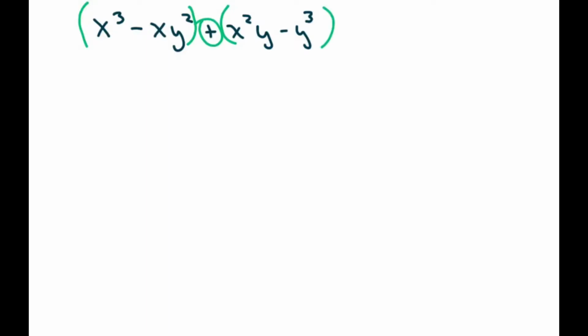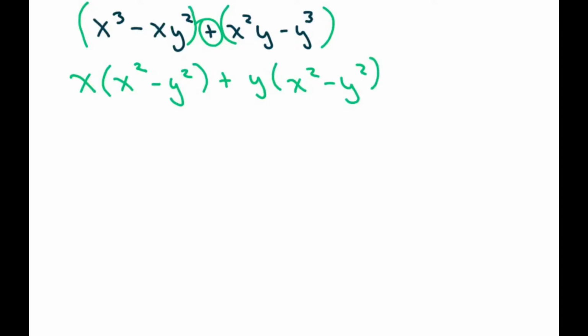So what I'm going to do is factor out what I can for the first part, which is just x, and you're going to get x squared minus y squared. And then if I factor out a y on this part, I'm going to get x squared minus y squared.